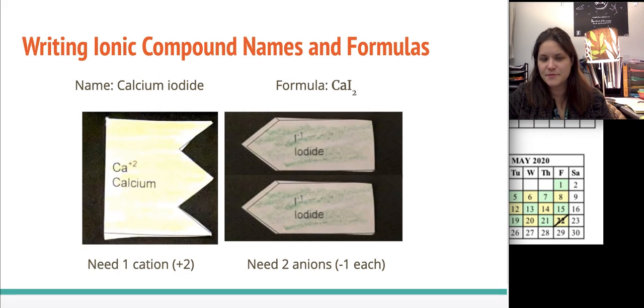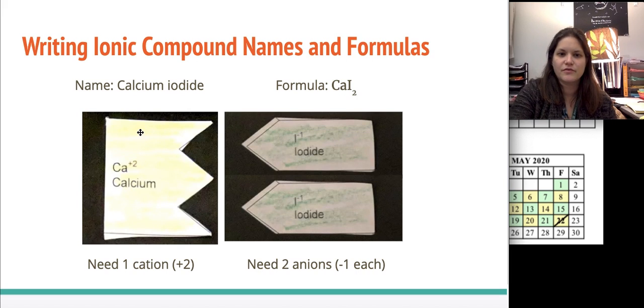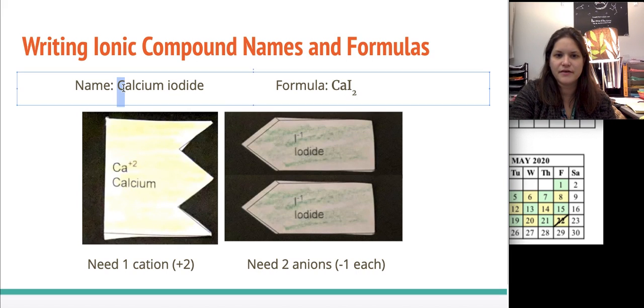Hopefully the chemical name is pretty simple. Calcium and iodide together is calcium iodide. Remember, the first element gets the capital letter, the second element is not a capital letter, and it's always the cation and then the anion, positive before the negative.